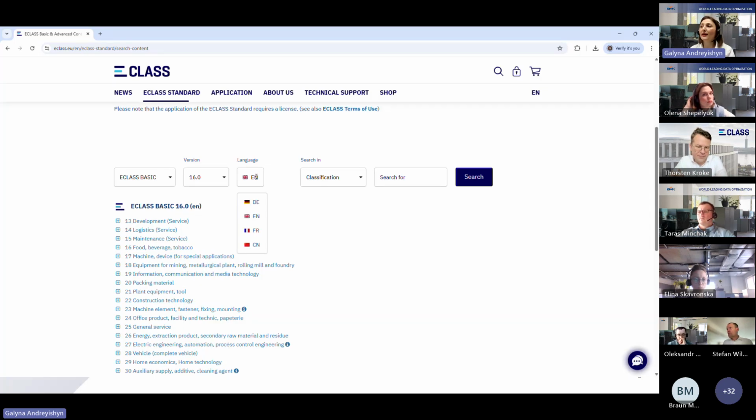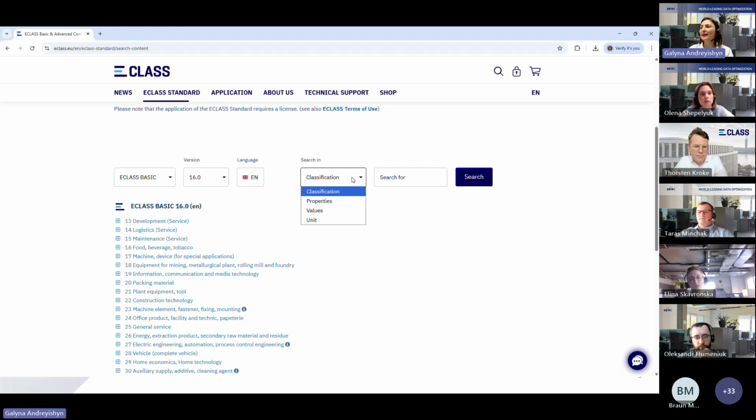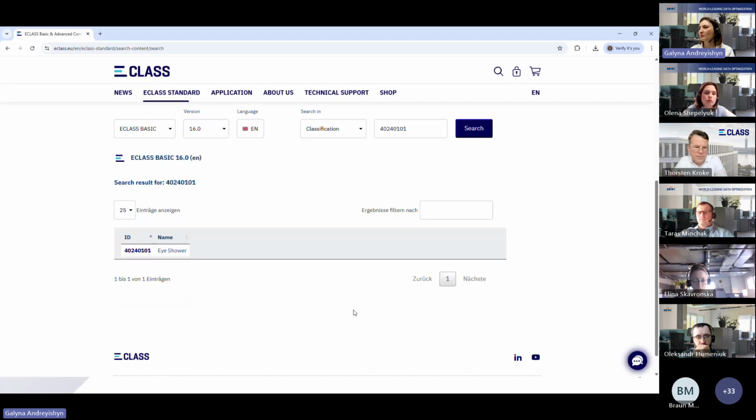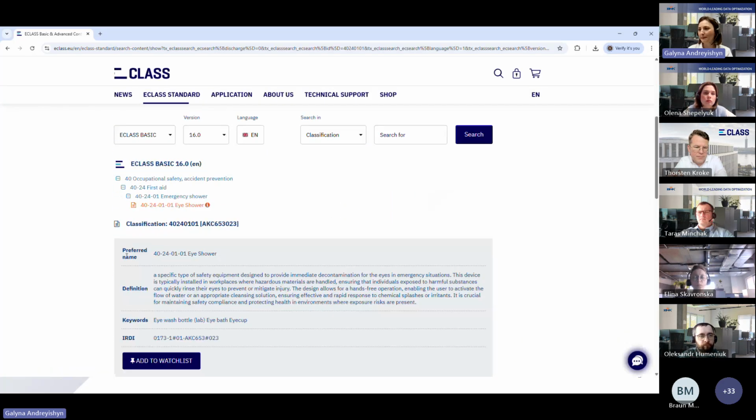We mentioned before that ECLASS is translated to 31 languages, but online it is available for 4 languages, which is pretty much, I would say. And then classification. So in this standard you can look for classes, properties, values, and units of measure. So let's maybe look at an example, one of the last, for example, this one. It's a class, so 4 levels, 2 digits per level. It's some eye shower. Okay, let it be.